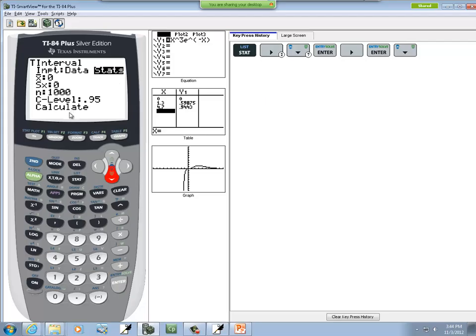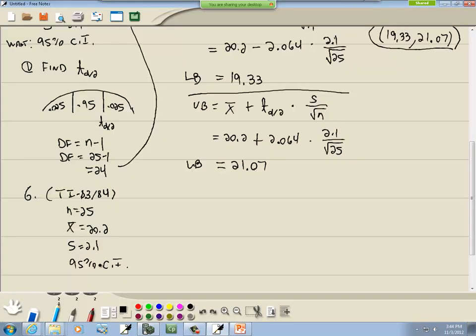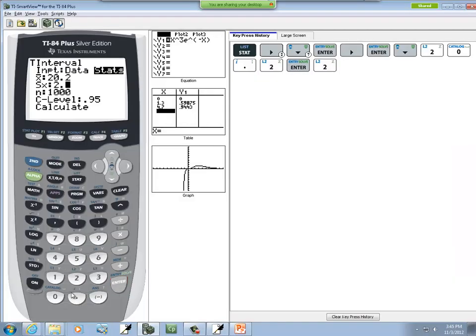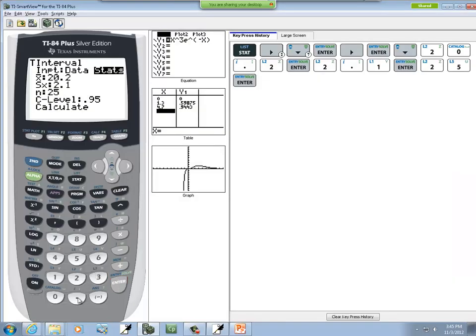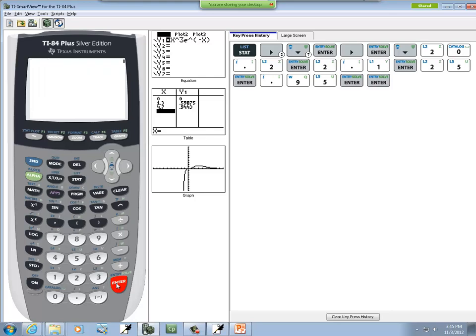Now if I down arrow, it's asking us for x bar. Well, that was 20.2. Enter. It's asking us for Sx. That's the calculator's version of s, so that's 2.1. Enter. Then it's asking us for n, which we said was 25. Then enter. Then it's asking us for C-level. C-level is our confidence level. It's asking for 95%, so I'm going to put in 0.95. I already had 0.95, but you might not. So I put in 0.95 and press enter. Then it goes down to calculate, and you press enter one more time.